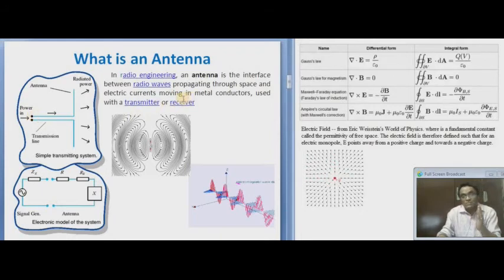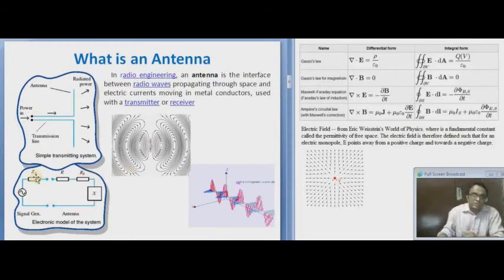So when the antenna is at the transmitter end, it will transfer the electrical current to electromagnetic waves, and at the other end, when it is the receiver, it will receive the electromagnetic radiation and transfer it to electrical current, or the information carrying signal, whatever it may be. That is the basic purpose of the antenna: to transfer the electrical information in the wireless medium, that is, convert the electrical signal to electromagnetic and vice versa.